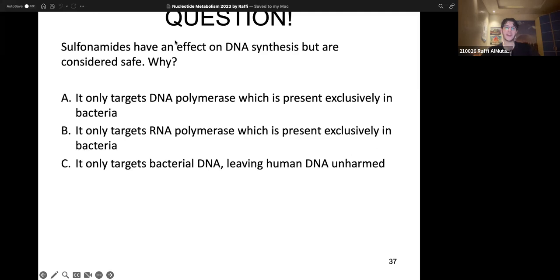So sulfonamides have an effect on DNA synthesis, but are considered safe. Why? So someone said B. Do you guys agree with this person? Okay, someone said B and someone said C. Do you guys think it's B or C? Okay, another person says C. C. Okay, yes, so the correct answer is C. It only targets bacterial DNA, leaving human DNA unharmed.